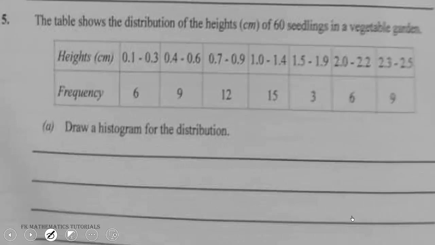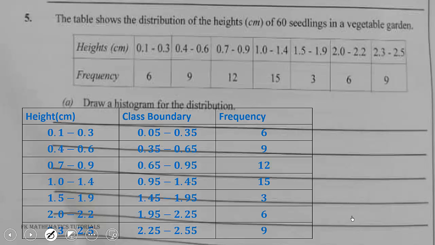The table shows the distribution of the heights in centimeters of 60 seedlings in a vegetable garden. We see the heights to be 0.1 to 0.3, in that order up to 2.5. We are supposed to draw a histogram for the distribution. So in order to draw the histogram, we will need either the class midpoint or the class boundaries. So we will construct this table quickly.